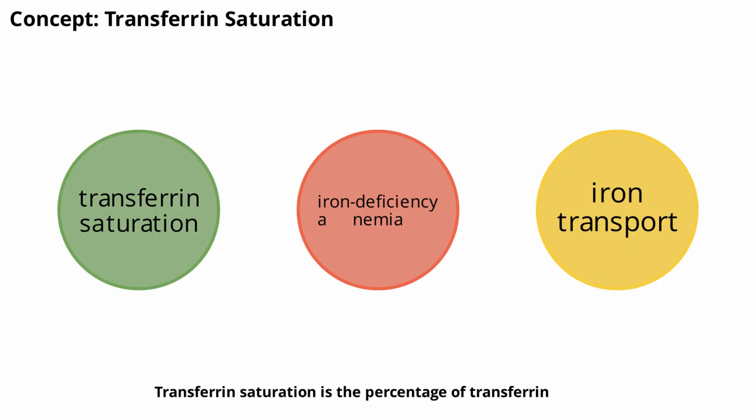Transferrin saturation is the percentage of transferrin molecules that are actually bound to iron. It is calculated using serum iron and TIBC values.